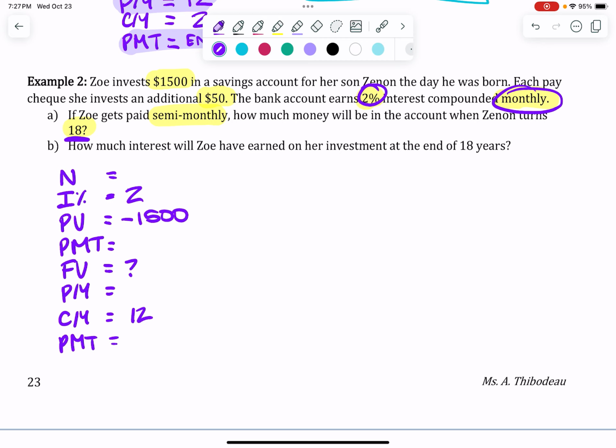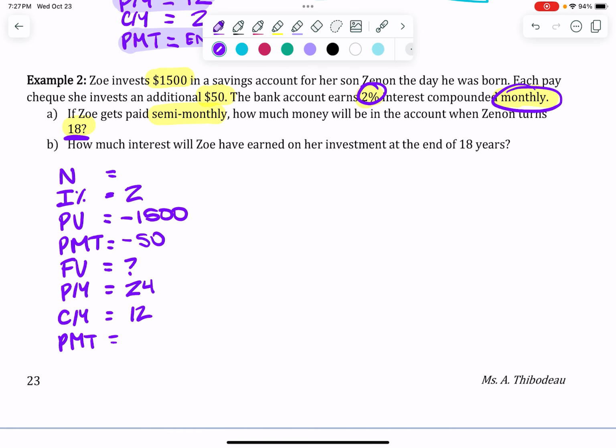Okay, I'm looking for PMT, and I see that I'm making a repeated investment of $50 every paycheck. Again, that is negative. And we do that every paycheck. Now, it doesn't say in that exact sentence how often she gets paid, but later in the question, we find out she gets paid semi-monthly. So every half month, so 24 times a year. Because if there's 12 months, then there's 24 half months.